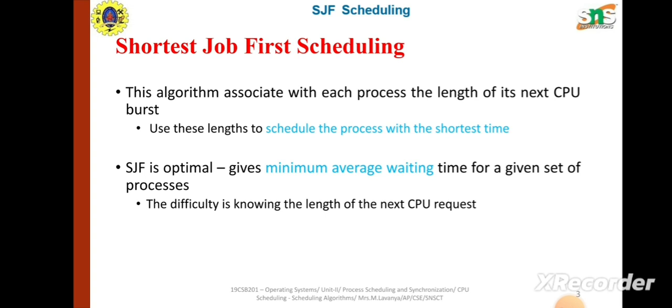Comparing to the four algorithm types, which is FCFS, SJF, round robin, and priority, this SJF scheduling algorithm will be resulting with the average minimum waiting time. So this will be considered as an optimal algorithm for process scheduling in the CPU. Let's see an example for solving this today.